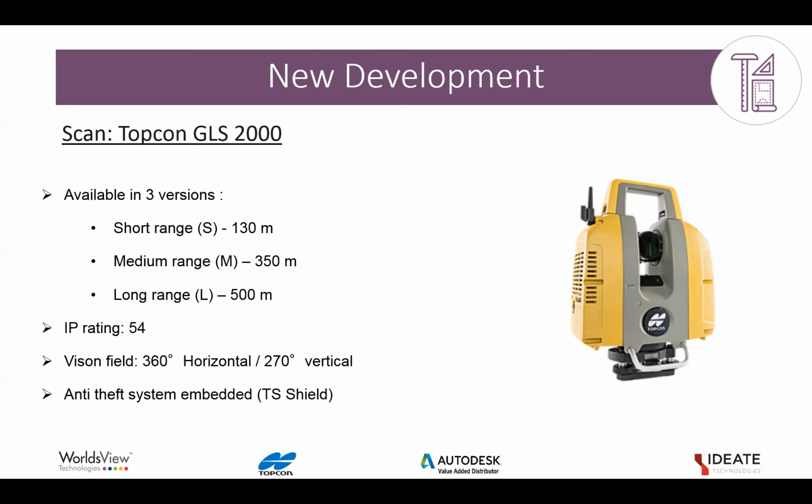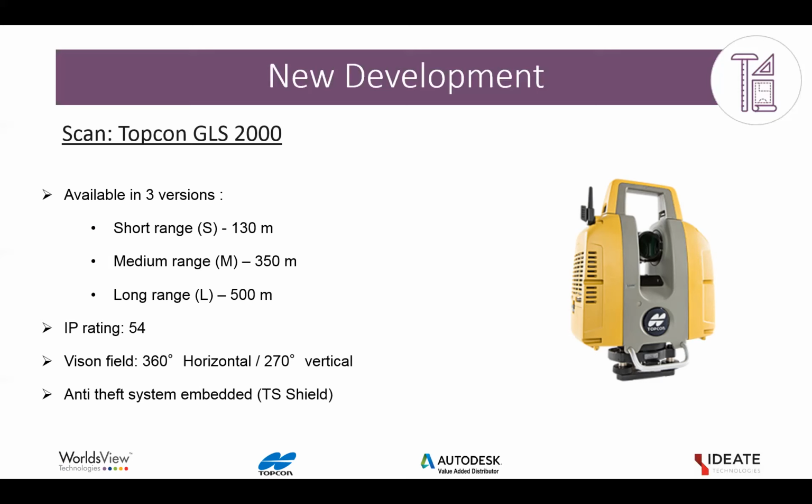And also there is an anti-theft system that is embedded, called TS Shield, that can offer some sort of geographic fence. For example, let's say I have it in Morocco, and I can set it up in TS Shield so that whenever it leaves Morocco, the equipment will automatically shut down and be locked. I can also track it down if it is stolen from the survey site, and I can easily find it whenever it is turned on.